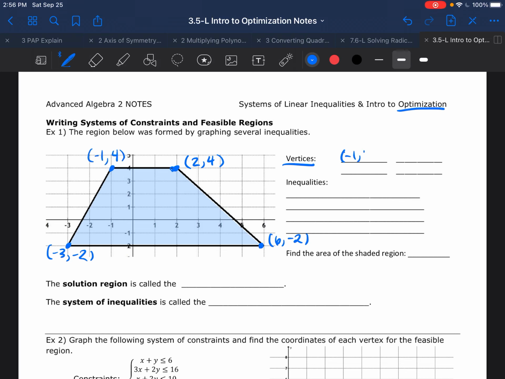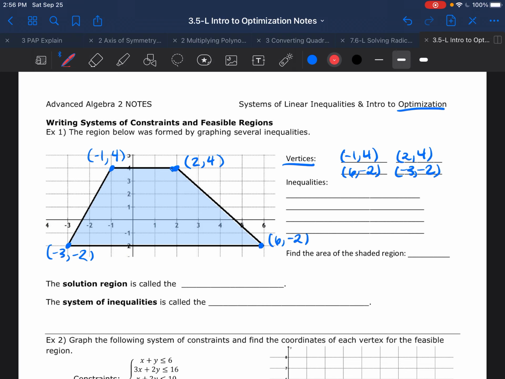So (-1, 4), (2, 4), (6, -2), (-3, -2). If a test question asks you for the vertices of the region, that's what they want. Now if they want us to list what the inequalities are, we need to write the equation of the line and then decide where the shading goes.